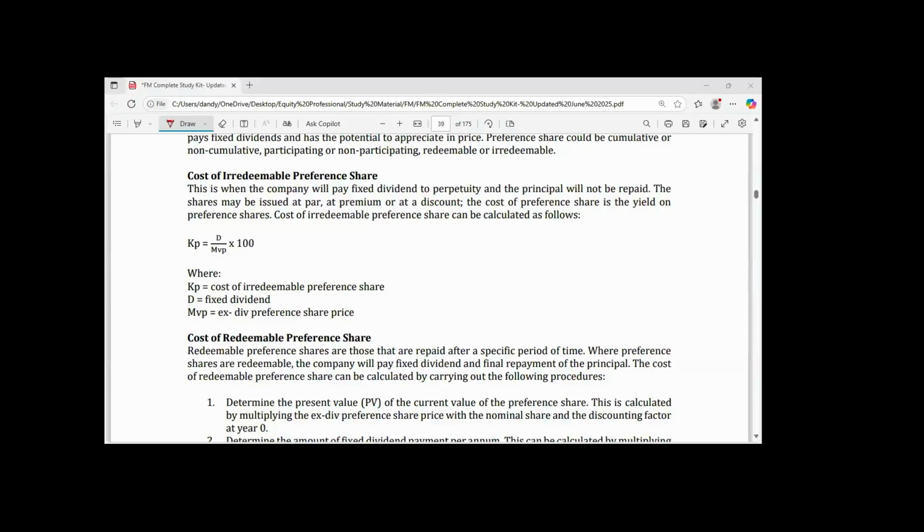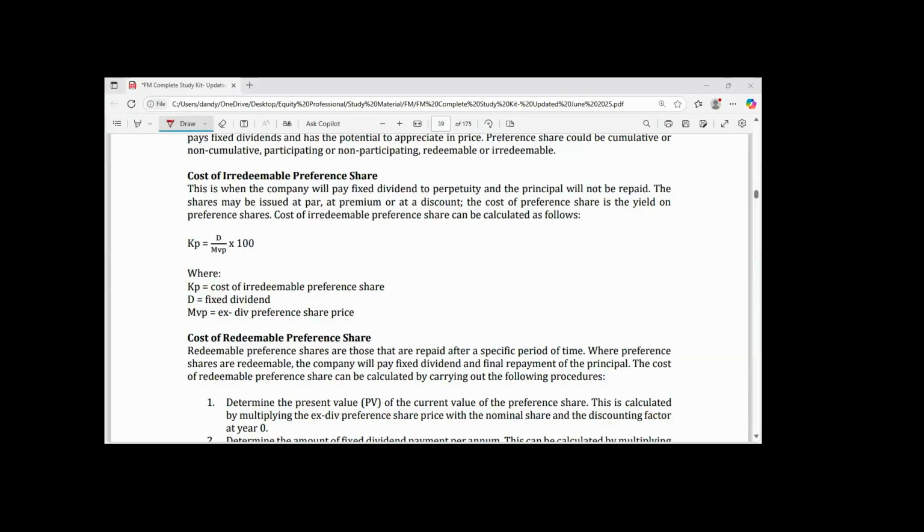So that is as per that. All right, so to infinity, the company continues to pay fixed dividend, but the principal will never be repaid. The principal will never be repaid. Now, that is irredeemable preference share. So how do you then calculate the cost of irredeemable preference share?